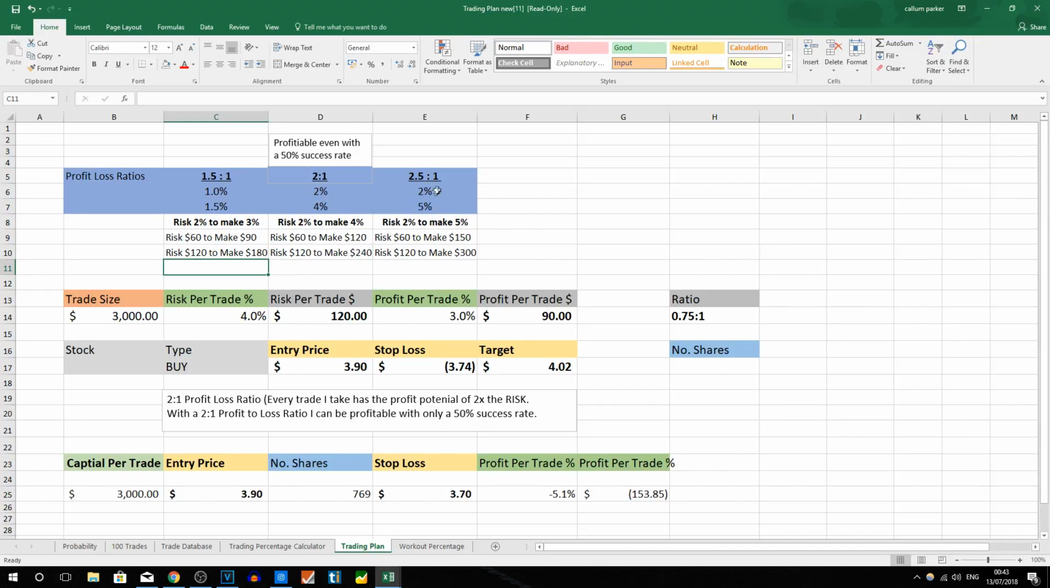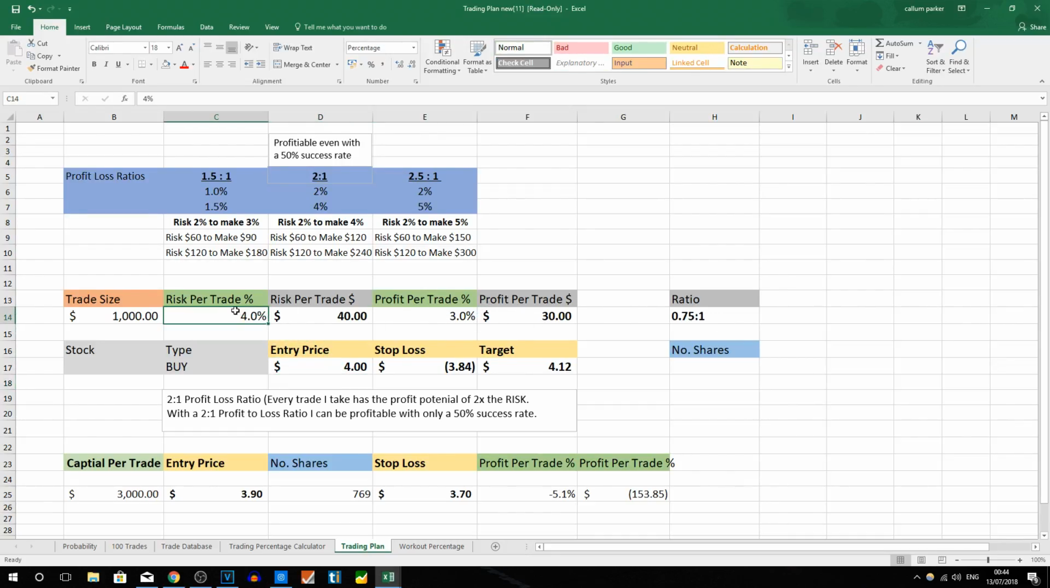And then a 2.5 to 1 ratio is basically risk 2% of your trade to make 5% on that trade. So for example, if you have $1,000, and this is all interconnected, this sheet. So if you have $1,000 and let's say you buy a stock for $4, okay?